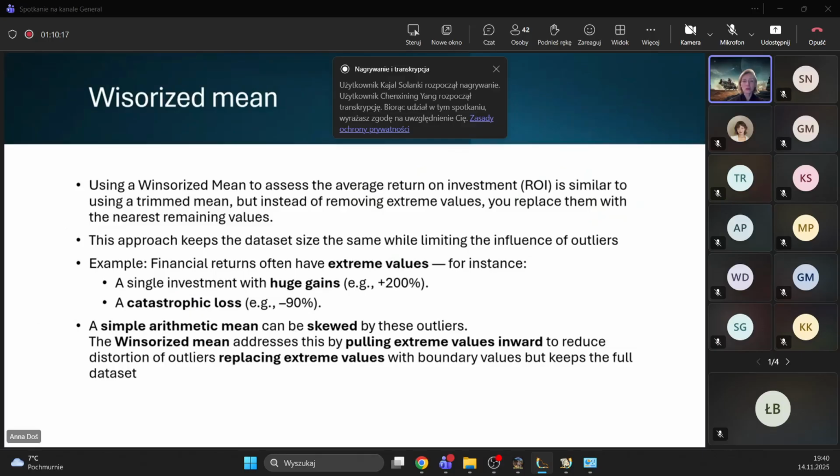Another approach is the so-called Winsorized mean. The starting point is the same. There are some outliers, some extremely negative or positive returns that we believe are not likely to happen in the future. However, instead of removing them completely, we again set the threshold, like 5% or 10% of top and bottom values, and we replace these negative or positive outliers with the closest value.